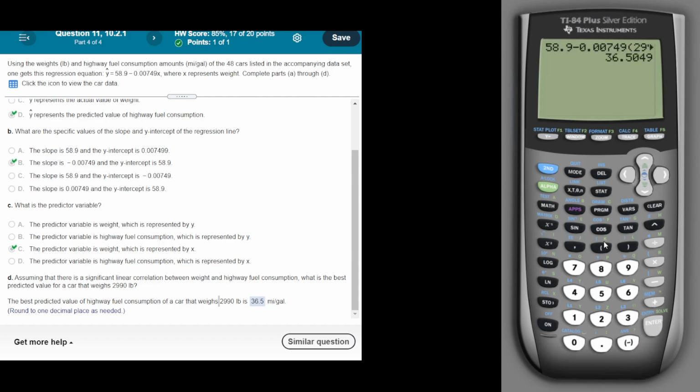There it is, 36.504. Yeah, that's it. All right, so one decimal place, that'll just be 36.5, as you can see right here. So if you did the p-value test and there is a correlation, then you're free to use the equation that they gave you, and you can just plug the number into the equation.